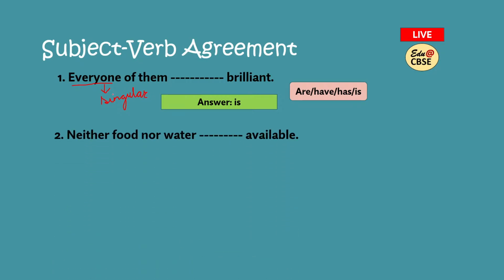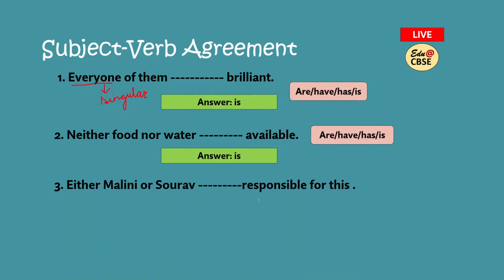Now the next sentence. Neither food nor water dash available. You have to pick your answer out of are, have, has, is. Okay, again I am getting the correct answer is. Neither food nor water, दोनों में से कोई भी नहीं. So both food and water, they are not together. Na food, na water. So alag alag hai. So we have to use here is again.